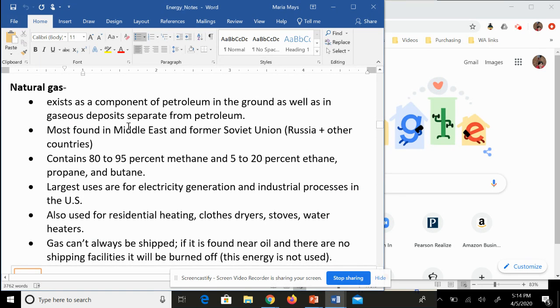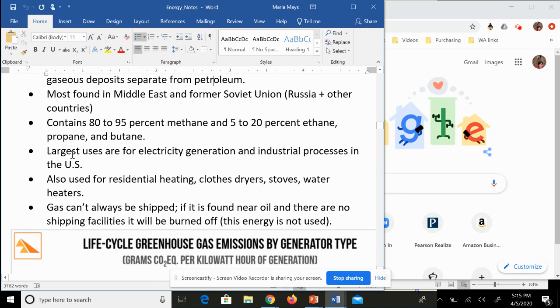All right, natural gas, our third of the big three. This exists as a component of petroleum in the ground, as well as in gaseous deposits that are separate from the petroleum oil. Most often it's found in the Middle East and in the former Soviet Union, so Russia plus a couple other countries in that part of the world. It contains 80 to 95% methane and 5 to 20% ethane, propane, and butane. Largest uses are for electricity generation and industrial processes in the US, and other places it may have different breakdowns.